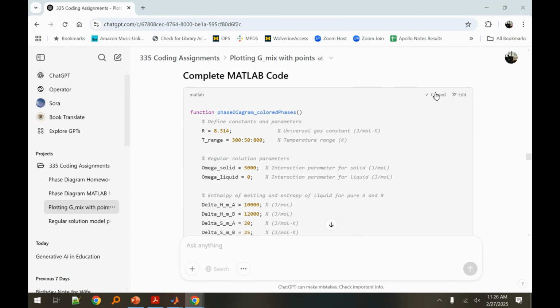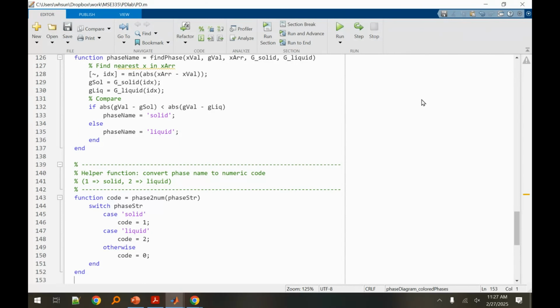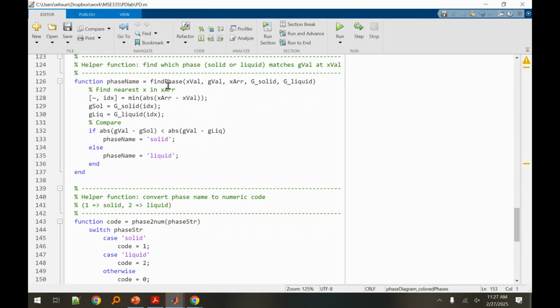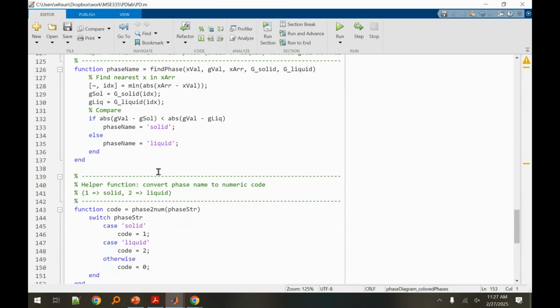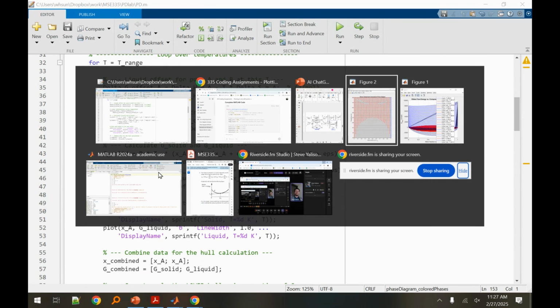Okay, so now, look at how complicated this code is. It has a helper function to identify what is the lowest energy phase and which phase that belongs to. So it's a lot of work to do manually. But for ChatGPT, I just said match the phase to the proper thing. Let's run the phase diagram.